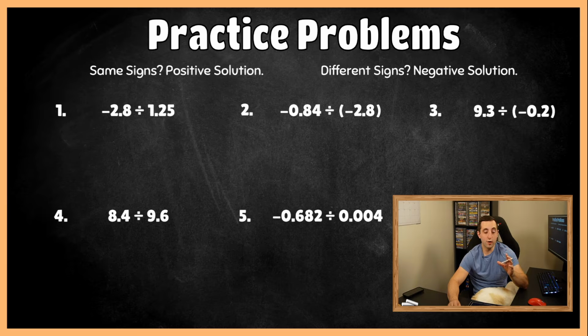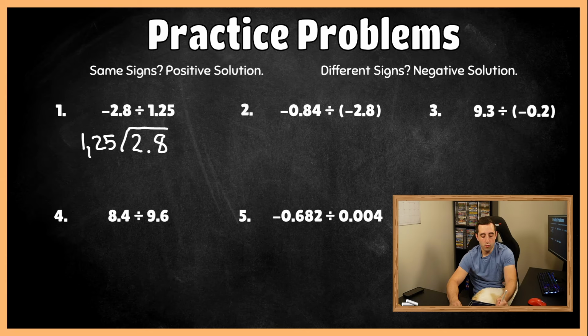So I'm just going to go over number 1. So these are different signs. One's positive and one's negative. So our final answer has to be negative because they're different signs. So now we can go ahead and divide these. So 2.8 is going to be the dividend, or the number on the inside, and our divisor is going to be 1 and 25 hundredths. So let's move our decimal point 2 place values to the right.